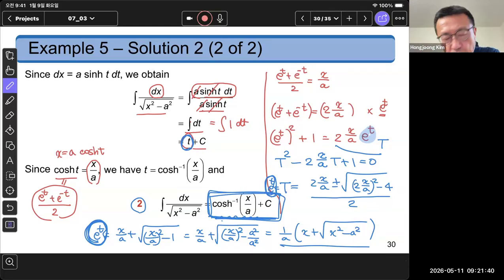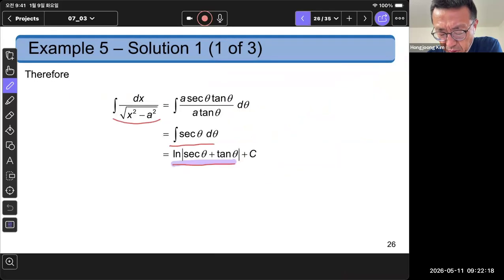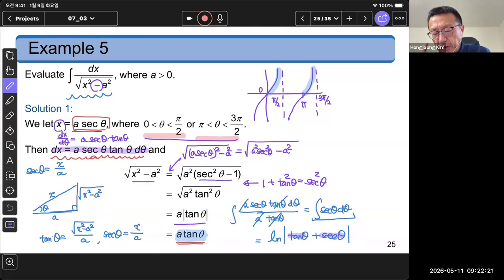So if I give this problem in the final exam, then both approaches are fine, and you can leave the expression as in expression number 2 with the inverse of hyperbolic cosine of x over a if you want, or you can use the classical approach to derive the expression as in expression number 1. Okay, either is fine. Now, before we go to the next slide, let me mention one more thing.